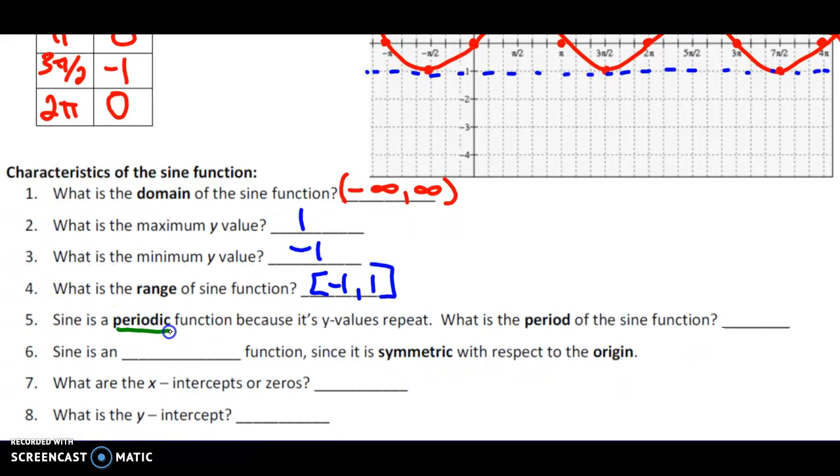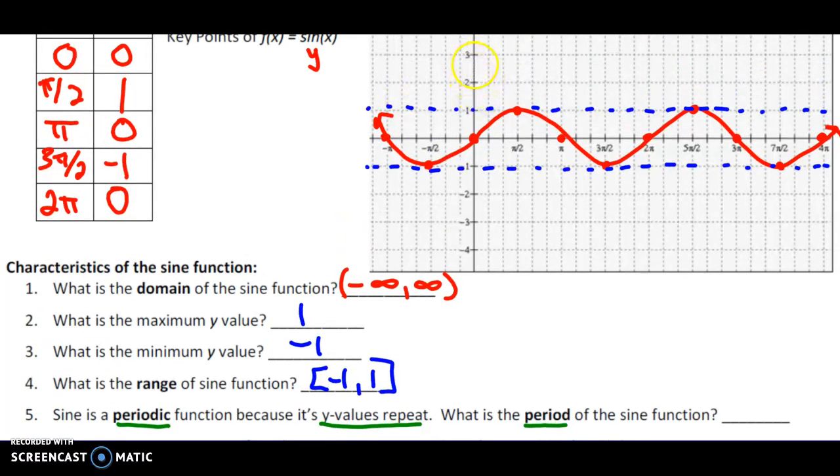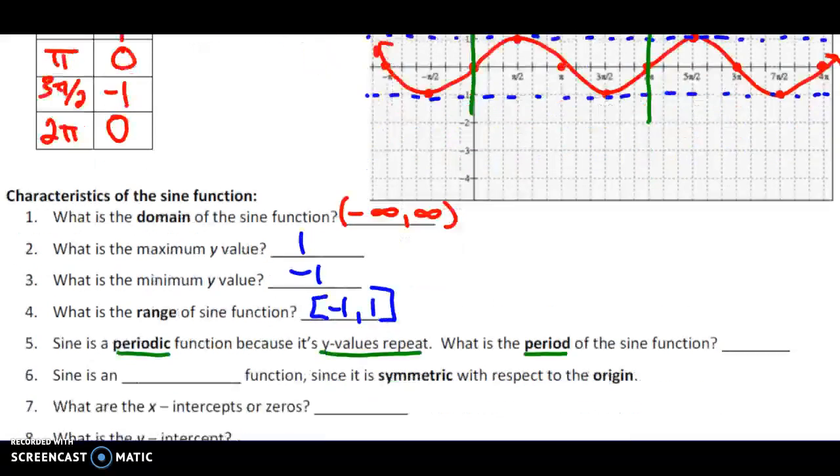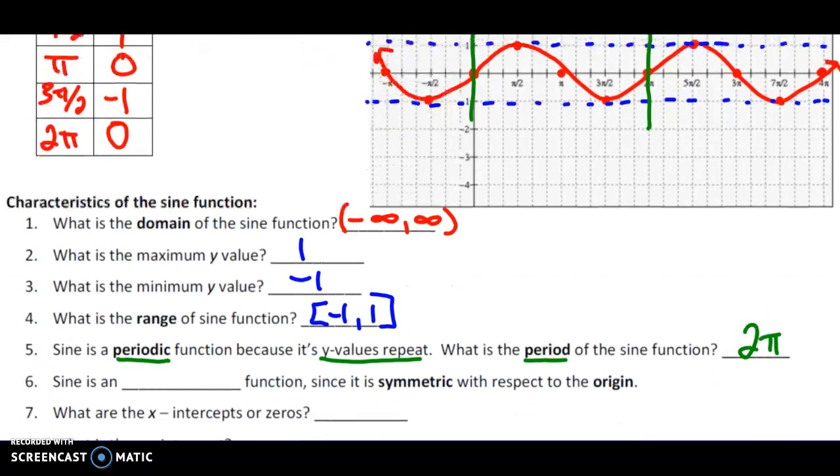Sine is a periodic function because the y values repeat. For the period of the sine function, you'll notice that one curve goes from 0 to 2 pi. It goes up and down. So the period of the sine function is 2 pi.